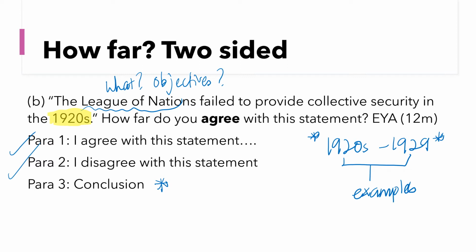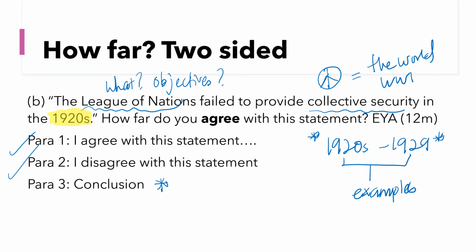Now, the other thing that you need to pay attention is what is the meaning of collective security. Collective security here means actually peace. Peace towards the world, the very fact that they had just recovered from World War One. So why was collective security needed?